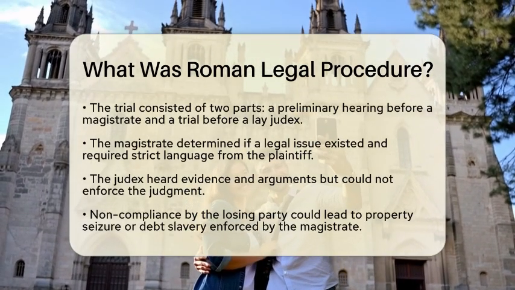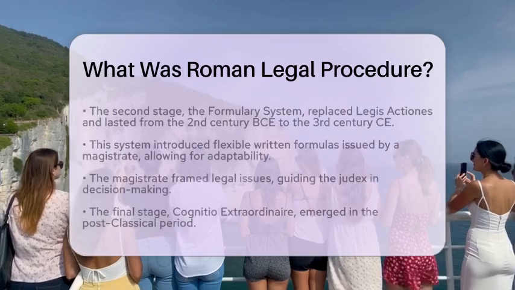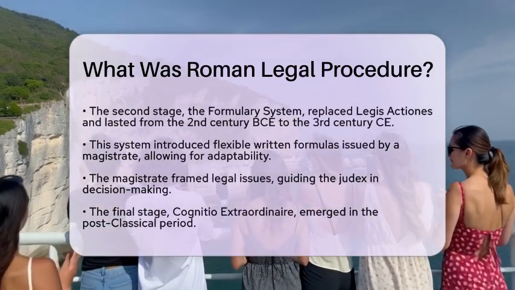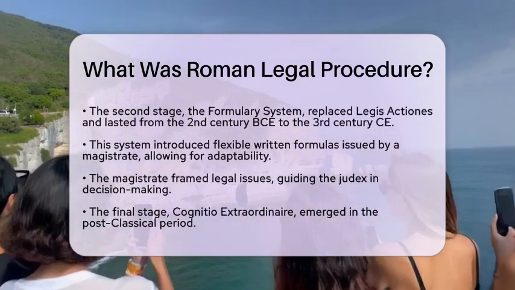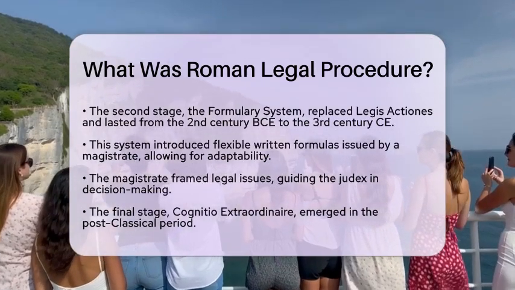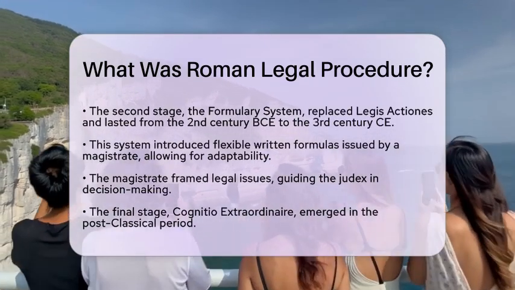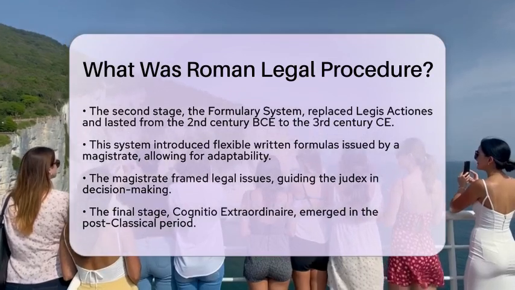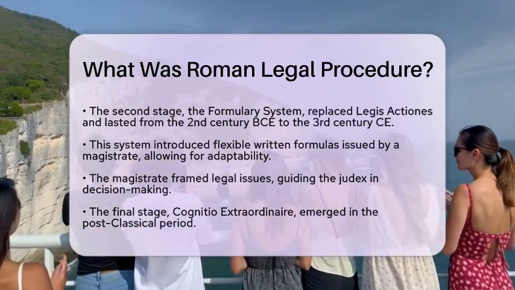The trial still involved a lay judex chosen by the parties who conducted the hearing and rendered a verdict. The magistrate's formula defined the legal grounds and conditions for judgment, blending judicial oversight with private adjudication.